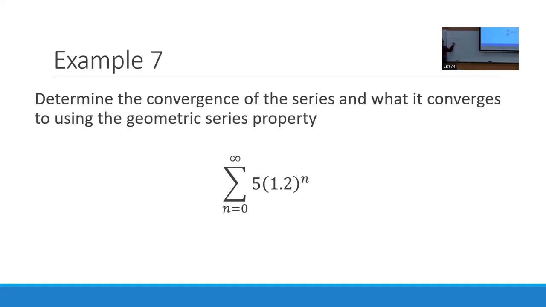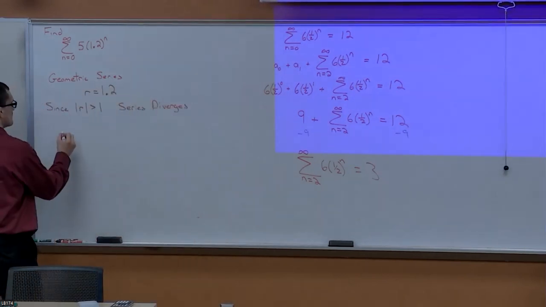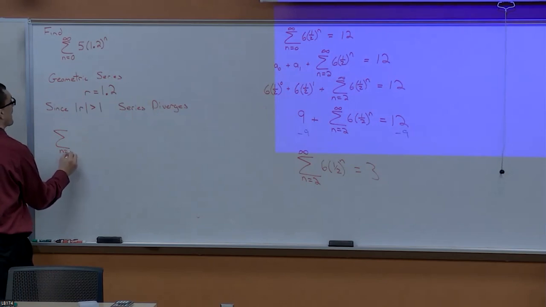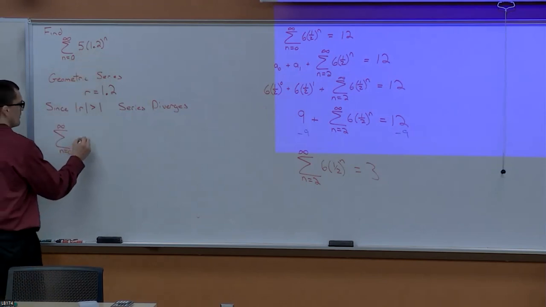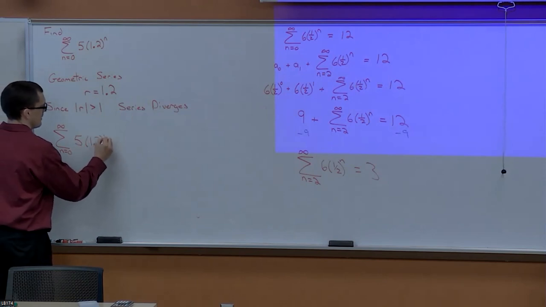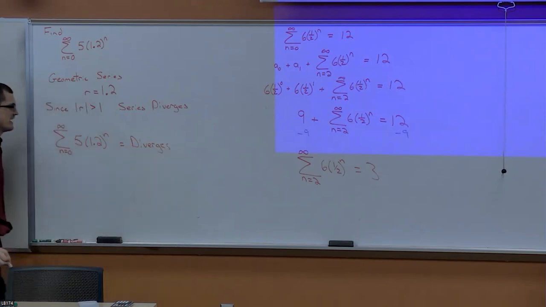Since this R, in absolute value, is bigger than one, the infinite series diverges. So the sum, by the way, would diverge to infinity as well. These numbers you're adding up keep getting bigger and bigger and bigger. So that infinite series diverges. So be really careful about that.